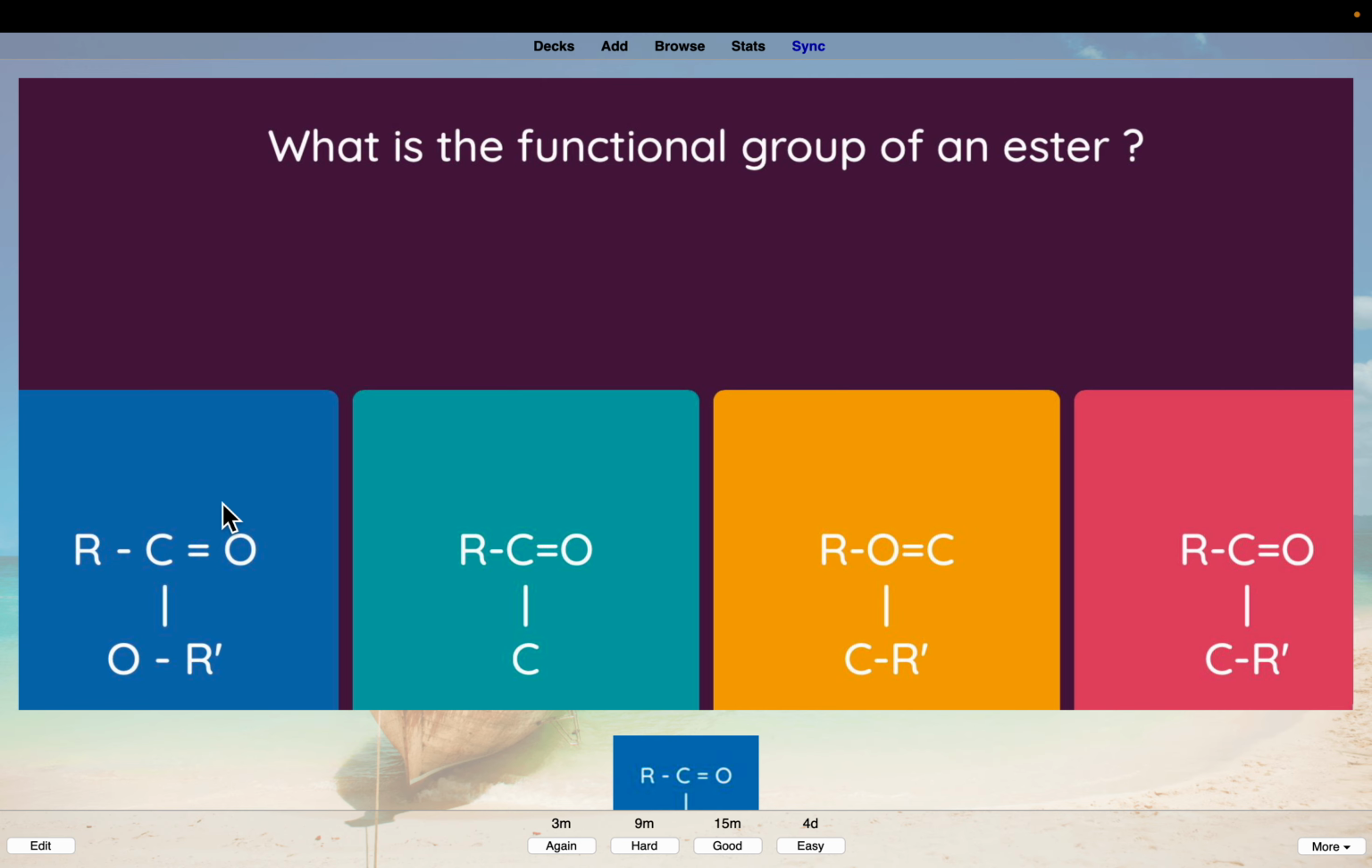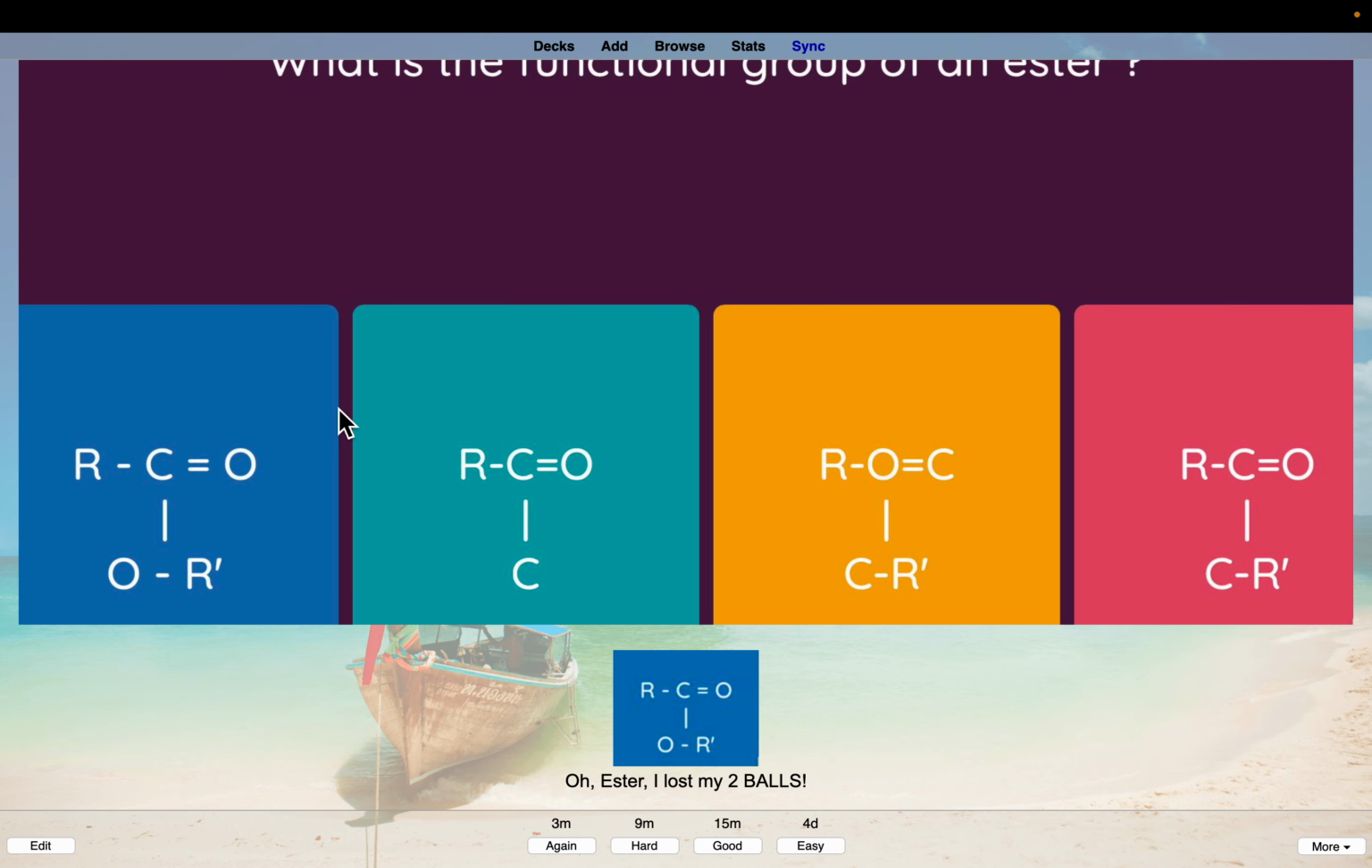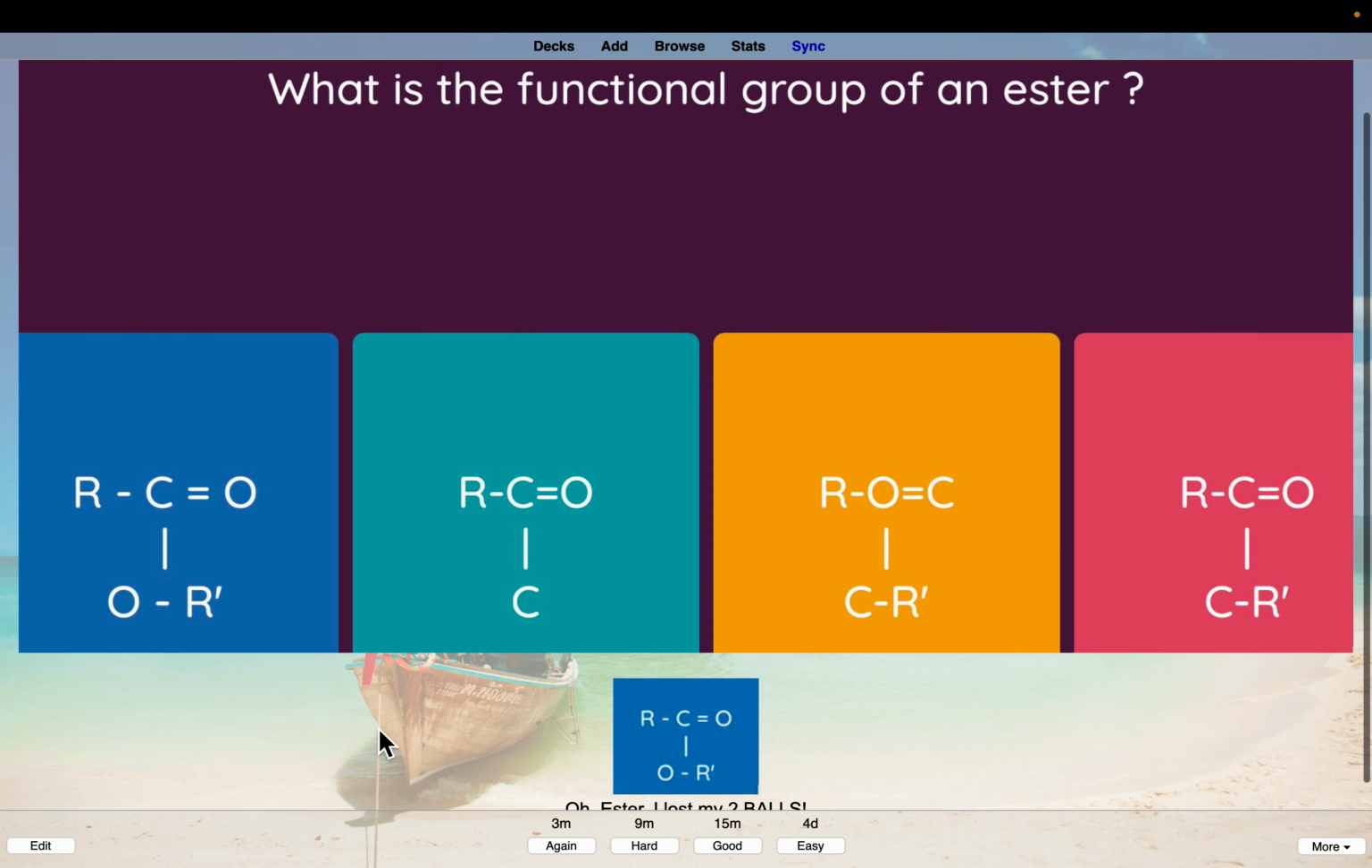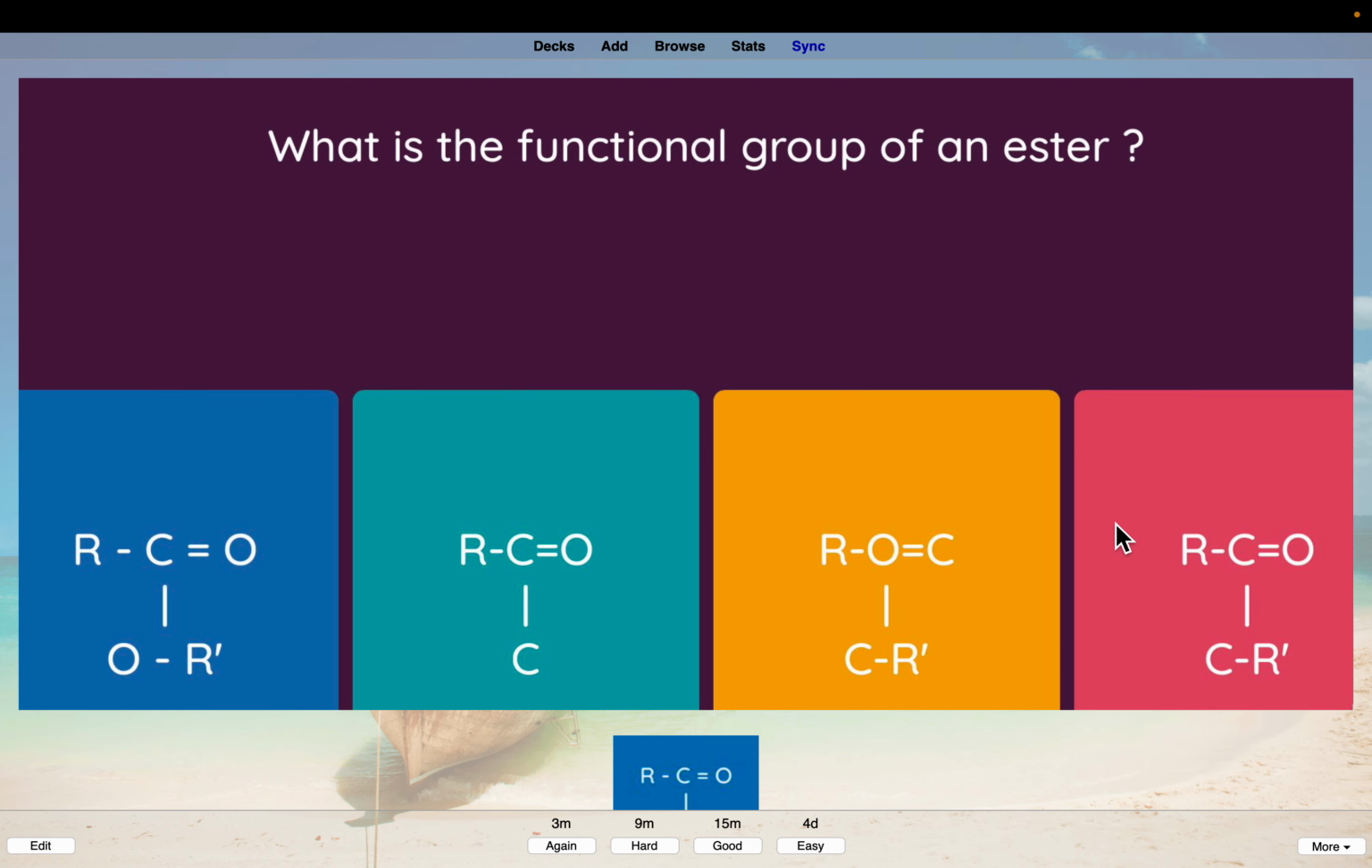I remember making a joke out of this. In order to remember what ester is, the figure should have 2 oxygen atoms. So the script is, oh Esther, I lost my 2 balls. Oxygen atoms look like circles, so 2 balls. As you can see in the other choices, we only have a single oxygen, so they can't be correct answers.